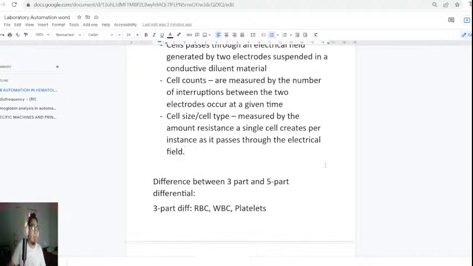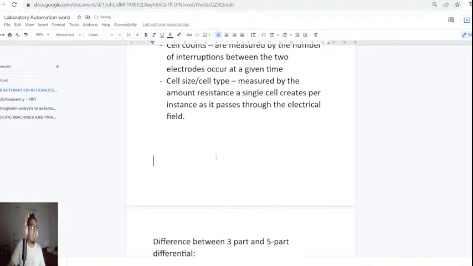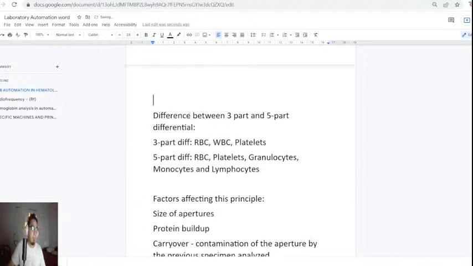Okay, now since we're talking about automation, we have to consider several things. There's what you call a 3-part and a 5-part differential. A 3-part differential measures RBCs, WBCs, and platelets.